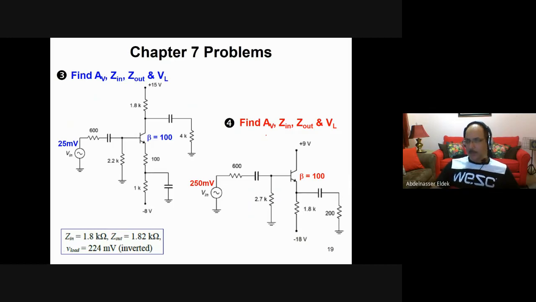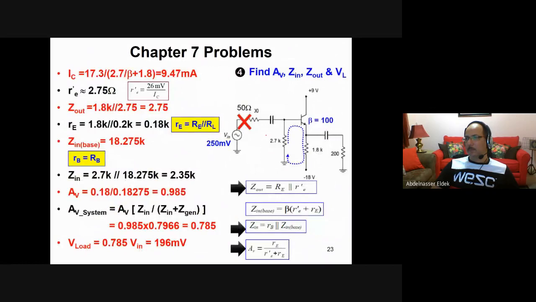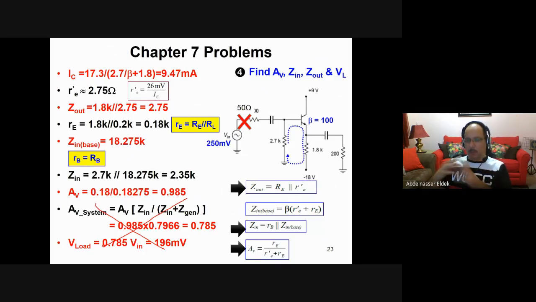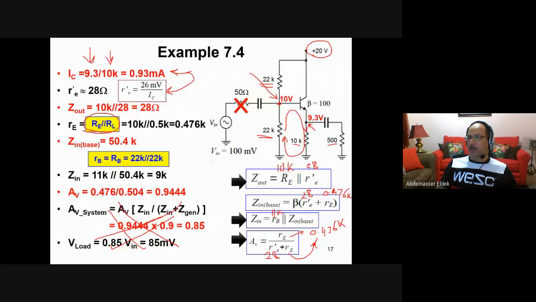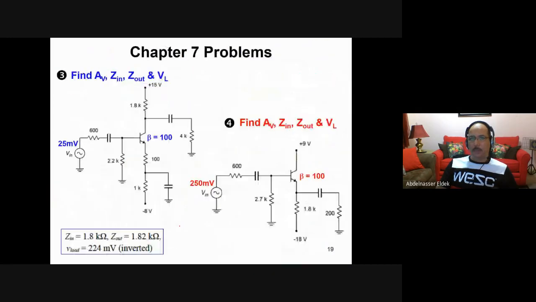You need to just go through these problems and solve them. The solution is here. You just need to follow the same steps that we solved before. Don't worry about this part here. This part will be your homework, 1, 2, 3, 4. You need to solve them, and the solution is in the handouts or in the slides.